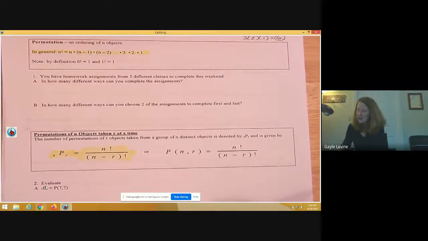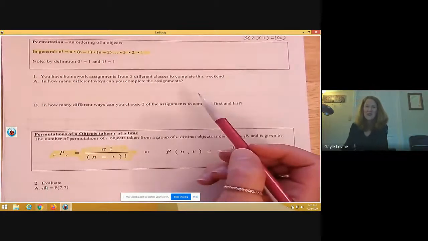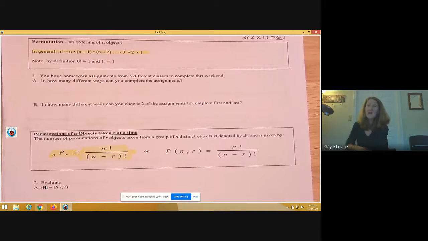Number 1 reads, you have homework assignments for 5 different classes to complete this weekend. In how many different ways can you complete the assignments? And letter B says, in how many different ways can you choose 2 of the assignments to complete first and last?